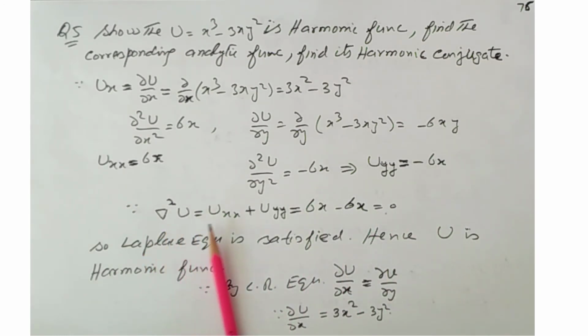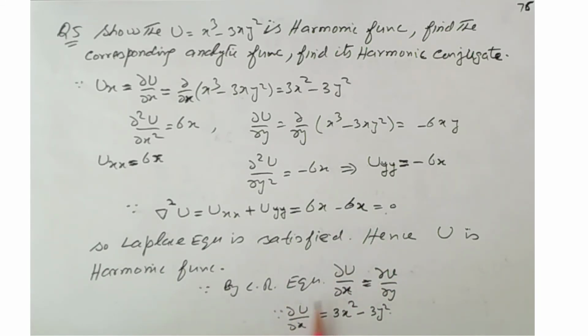Now again using the Laplace equation, we put the value of u double x, which is 6x, and here we put u double y, which is minus 6x. By cancelling, this becomes 0. So the Laplace equation is satisfied, hence u is harmonic function.